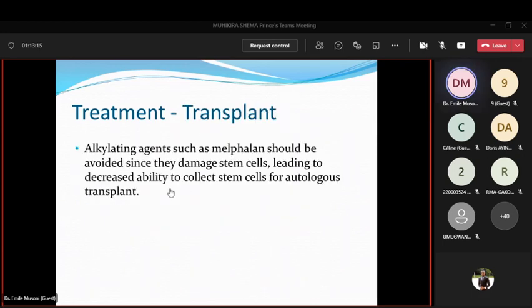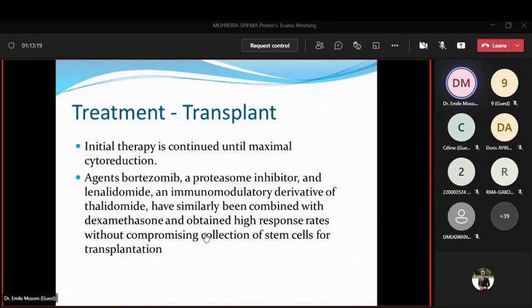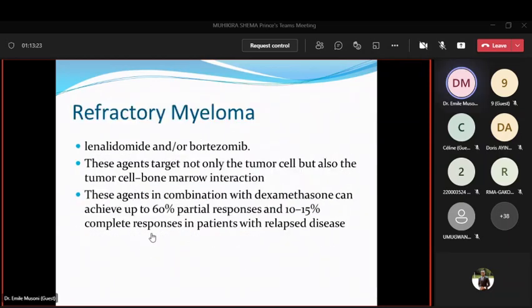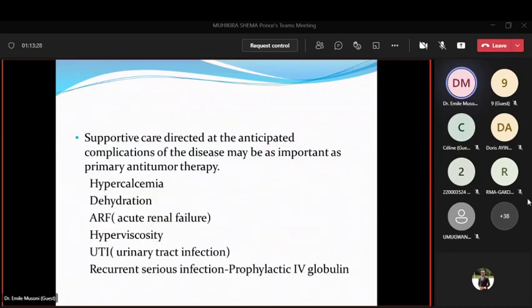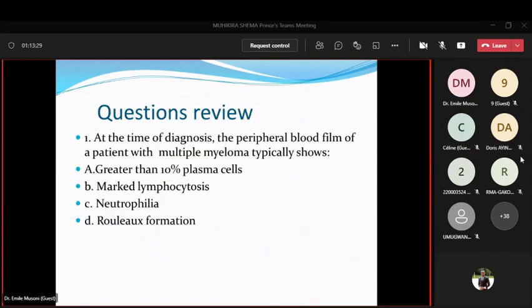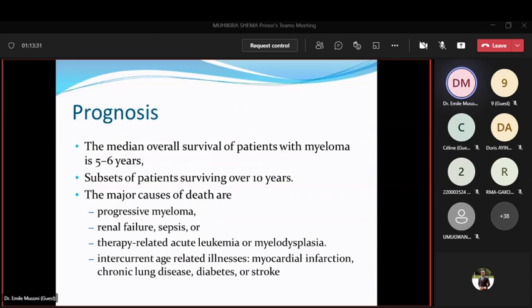The treatment is using chemotherapy and radiotherapy. So I think this one is not necessary. About the treatment, you will see it in your clinical practice. The major cause of death in the case of multiple myeloma is progressive myeloma, renal failure, and sepsis.